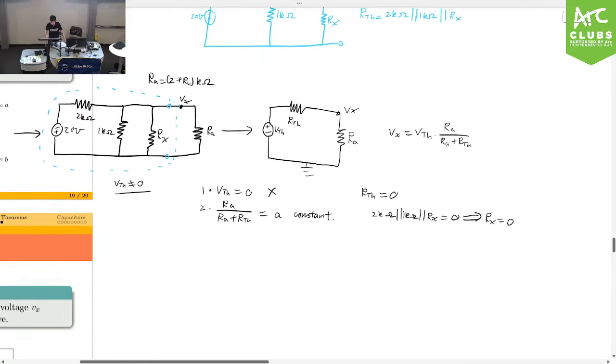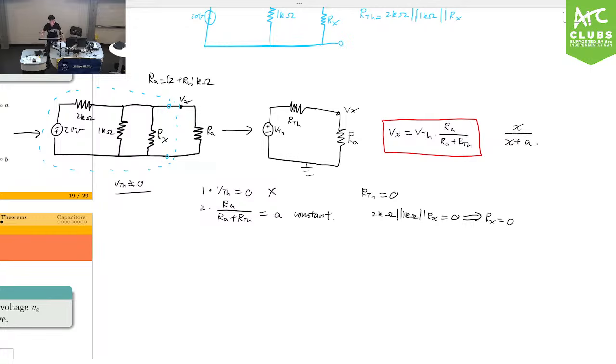So from this expression here, we want to make sure that no matter how we change around RA, Vx doesn't change. Do we see how the only way this can be done is RTH equals 0? So in this case, Vx equals VTH. If RTH is not 0, then this function is not going to be constant, right? If A is not 0. So does that answer your question? Yeah, cool. Good question. Are there any other questions?